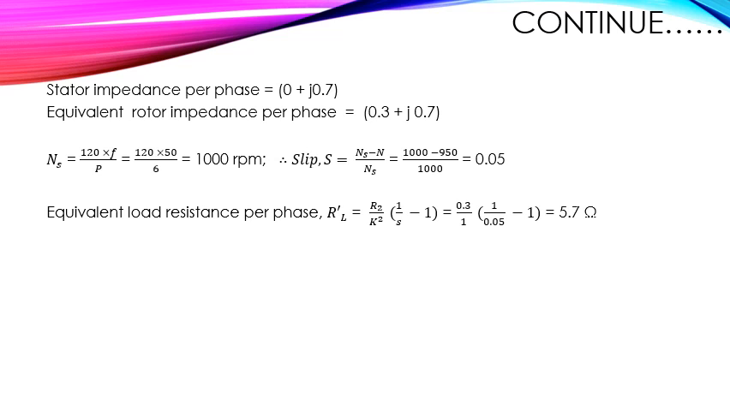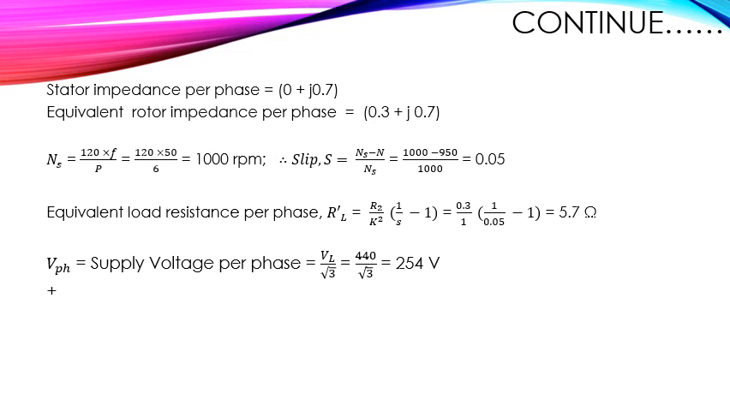So the equivalent load resistance per phase RL dash is equal to R2 by K square multiplied by in bracket 1 by S minus 1, right? So R2 by K square is R2 dash, and that is 0.3. So 0.3 multiplied by 1 divided by 0.05 minus 1, and that is equivalent load resistance per phase is 5.7 ohm. Then supply voltage per phase is VL by root 3, that is 440 by root 3 is 254 volts.